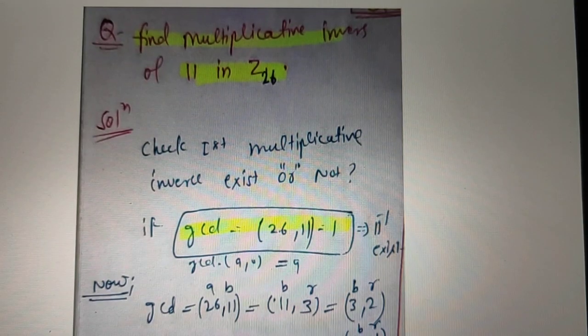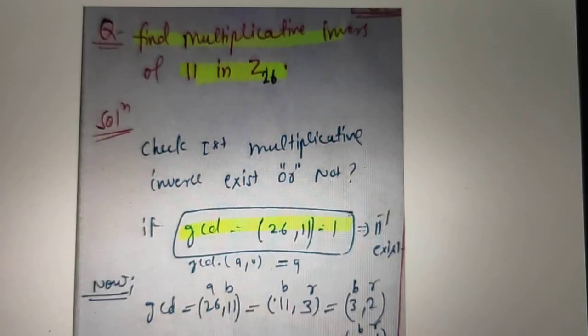If we take, we have to find the multiplicative inverse of 11 in Z26. Z26 is a Galois field. I will discuss how we can use this algorithm to find the inverse of 11. First we have to check whether the inverse of 11 exists or not. For that we have to take the GCD of 26 and 11 and check whether it is 1 or not. If it is 1, then the inverse of 11 exists.